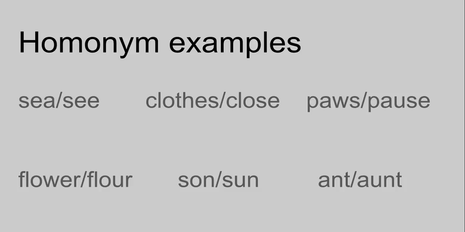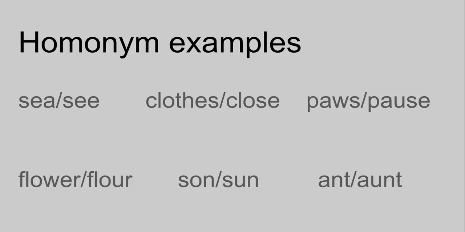Paws and pause. P-A-W-S are the little pads on the feet of a dog. P-A-U-S-E is to stop for just a moment, to pause. The second row we have flower and flour. F-L-O-W-E-R is like the bud on a plant. F-L-O-U-R is ground wheat or another item that you use to make bread or cake.